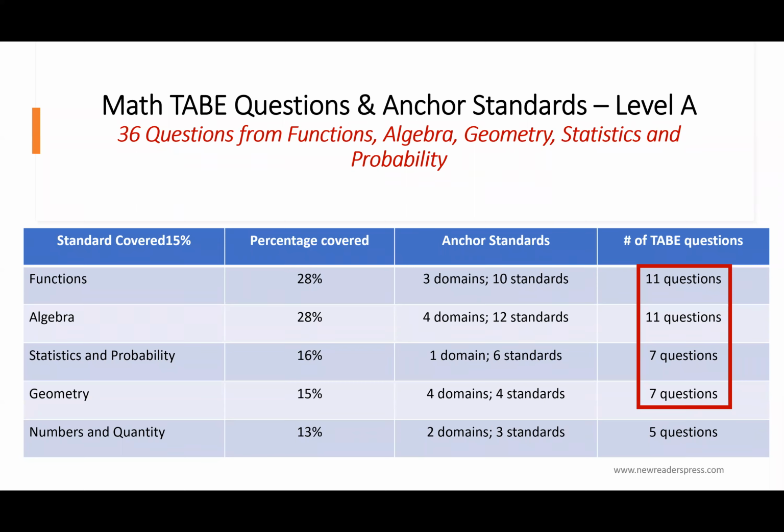If we move on to level A, you'll see that 36 questions come from 4 domain areas. These include 11 questions from functions, 11 from algebra, and 7 both from statistics and probability, and geometry. So you can see that geometry gets a little more elevated here at level A. And then there are 5 questions from numbers and quantity.